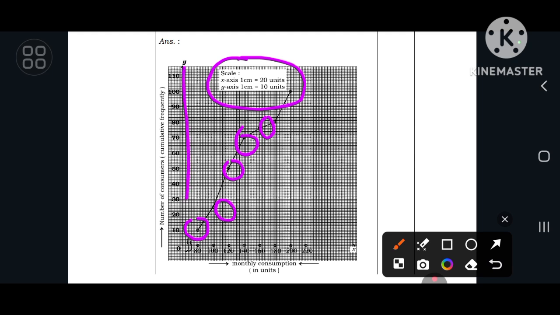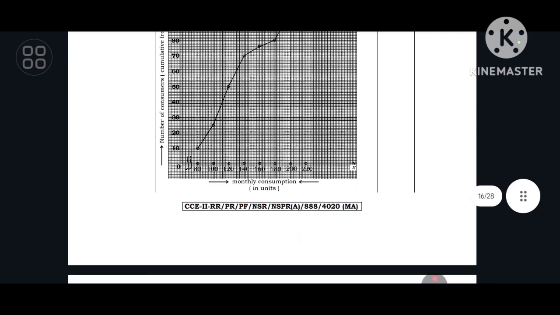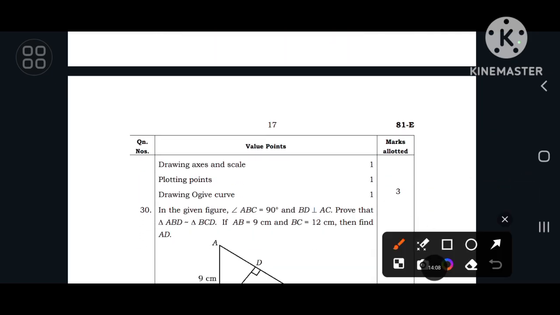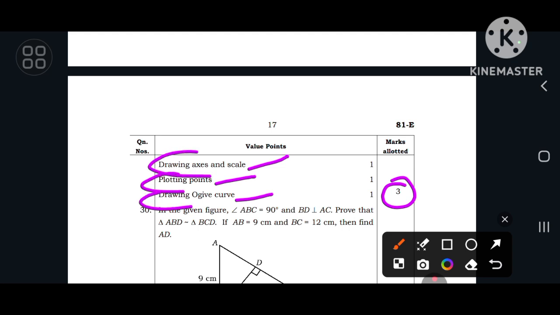and drawing the axis will give you half marks. As you can see here, I will show how the marks distribution has been done over here. As you can see, drawing the axis as I told above will fetch you 1 mark. Plotting points, as I told, 1 mark. Drawing the ogive curve will get 1 mark, and a total of 3 marks will be fetched. If you miss any of the steps from here, you will lose 1 mark.